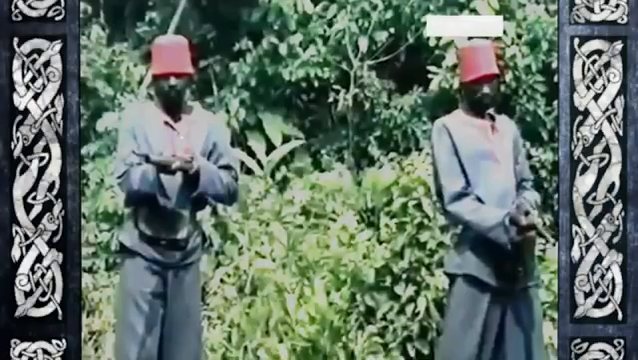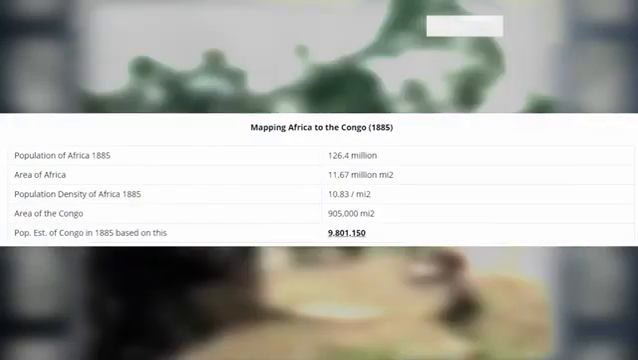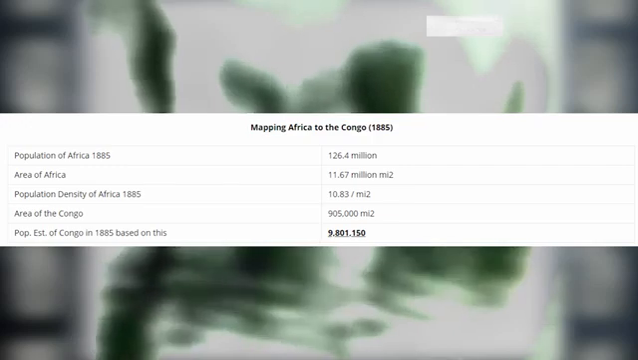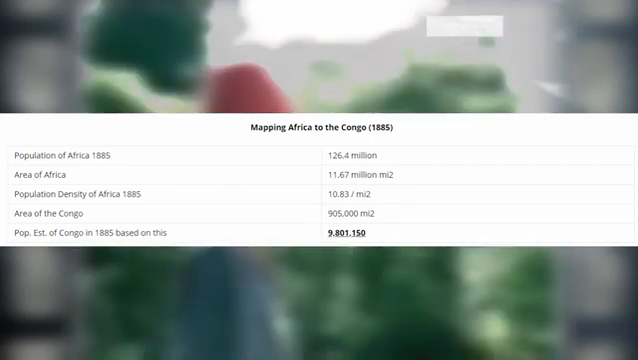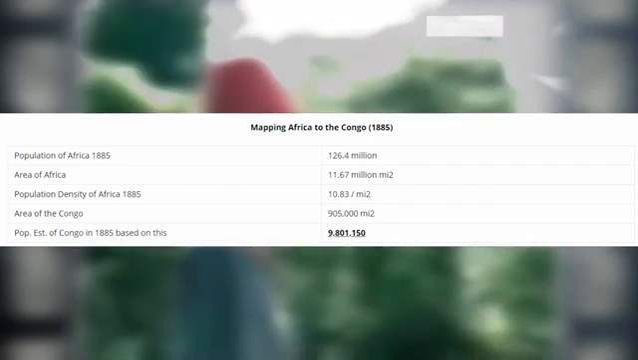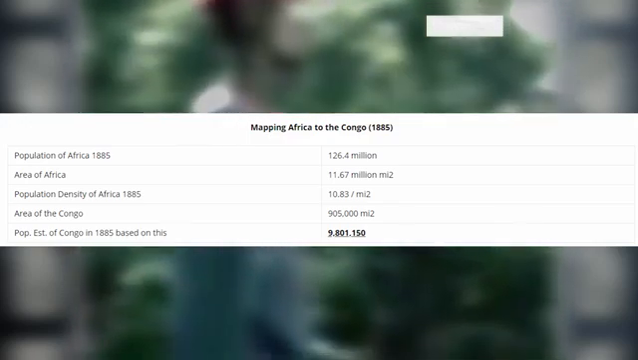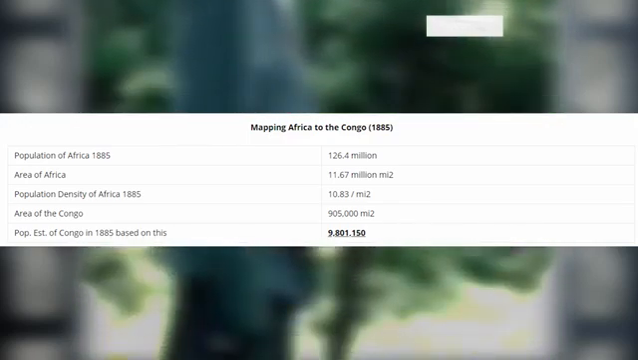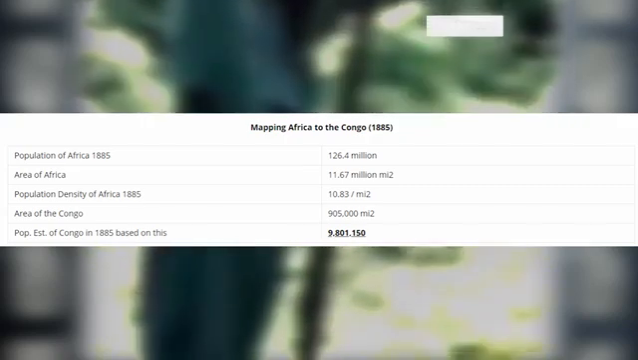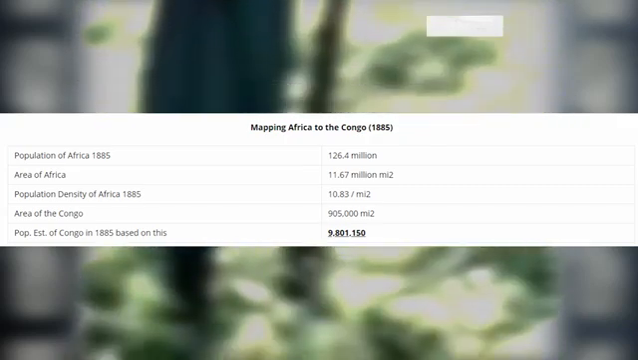Now, we do have several general population estimates for the whole of Africa. The one I am using here is from GeoHive, which puts the population of Africa at 111 million in 1850 and 133 million in 1900. This gives us a population of 126.4 million in 1885 based on a linear trend, which means a population density of 10.83 per square mile.